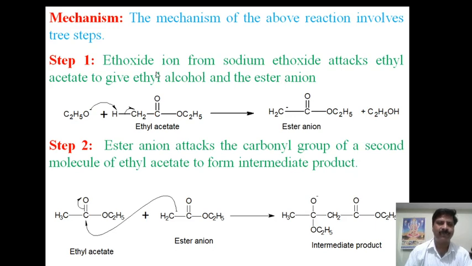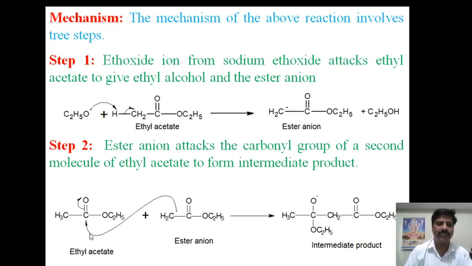Now coming to the mechanism of this reaction. The mechanism involves 3 steps. Step 1, ethoxide ion from sodium ethoxide attacks ethyl acetate to give ethyl alcohol and ester anion. This ethoxide ion abstracts the alpha hydrogen atom from ethyl acetate to form ester anion with liberation of ethanol. And second step, this ester anion attacks the carbonyl group on a second molecule of ethyl acetate to form an intermediate product.